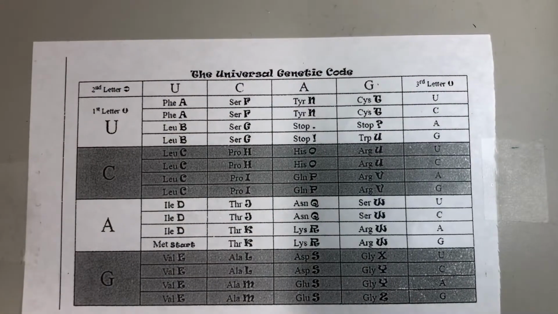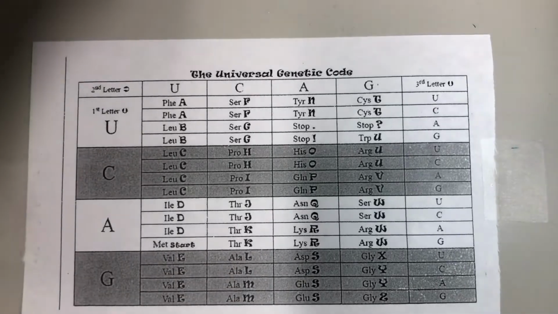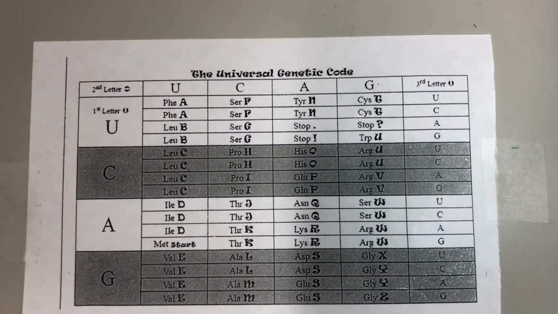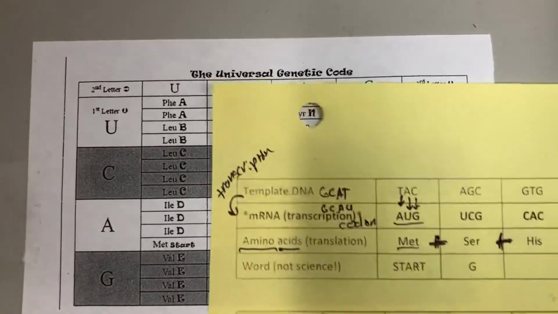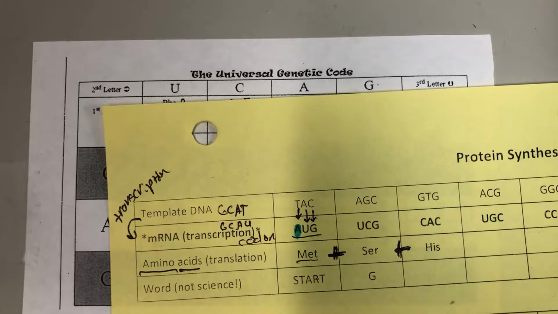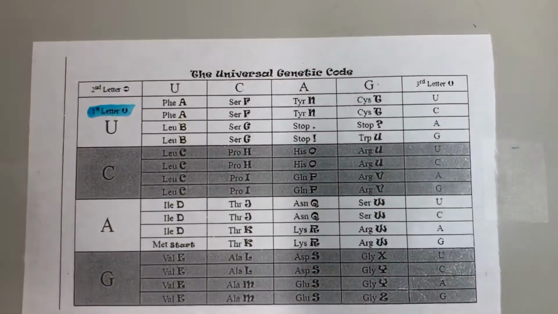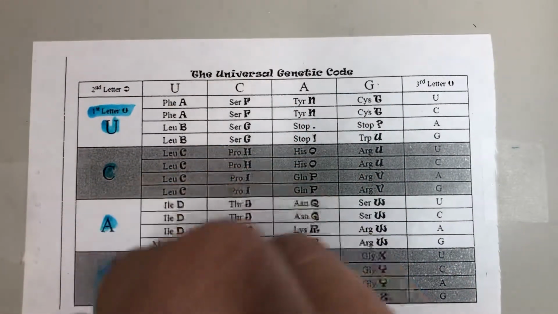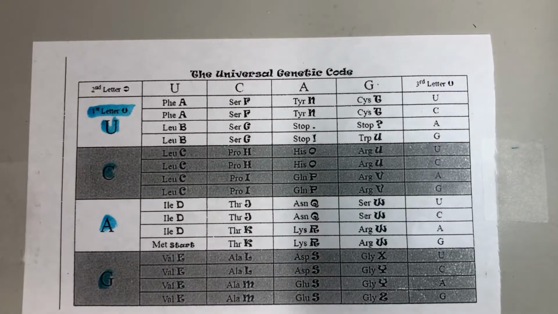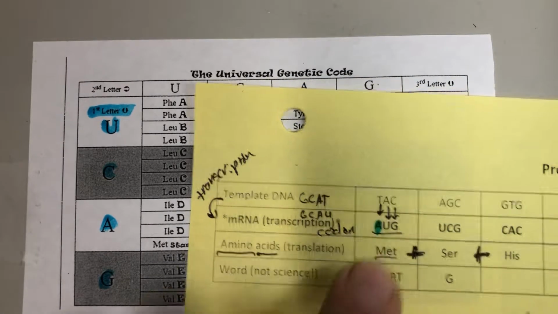So looking back at our chart right here, you can see that we've got 4 letter choices, and there's different columns for these letter choices. Our first letter right here is A. So where is the first letter on this? Well, it's right here. That's our first letter, and we've got 4 options: a U, a C, an A, and a G. Well, we already know that our first letter is an A. AUG, the first letter is an A.